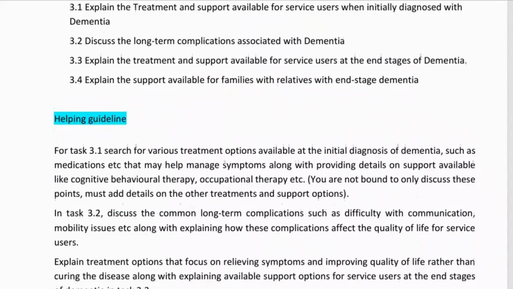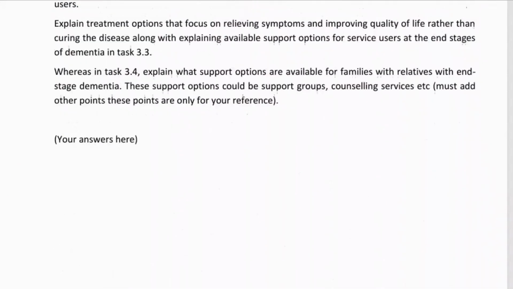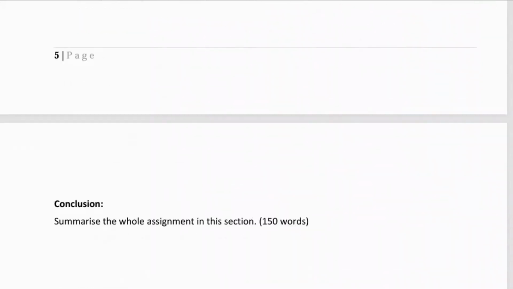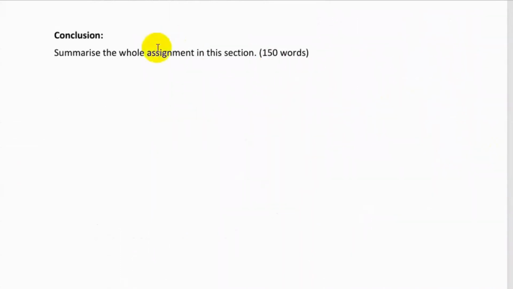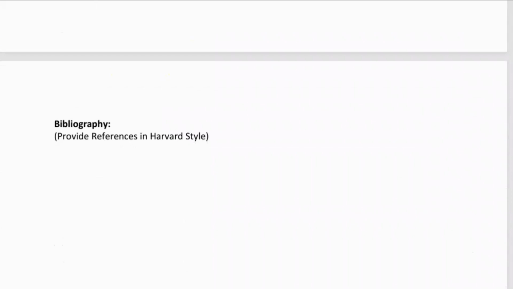Now this is all about the assessment criteria and learning outcomes of the unit Understanding Dementia Care. At the end of your assignment, you have to conclude by providing a summary in which you can discuss the idea of your assignment and what you have learned by going through it. You also have to provide the references of all the sources that you used.